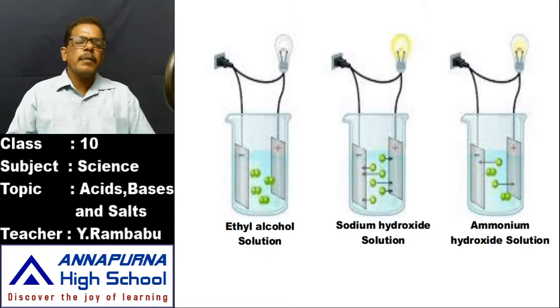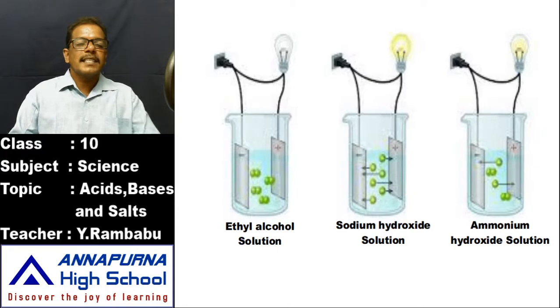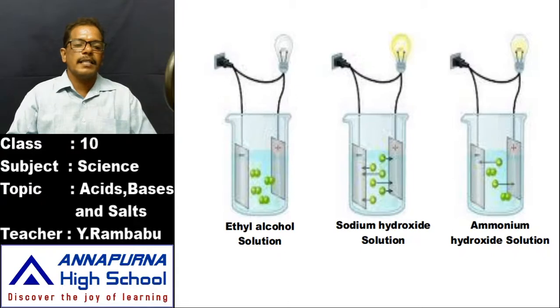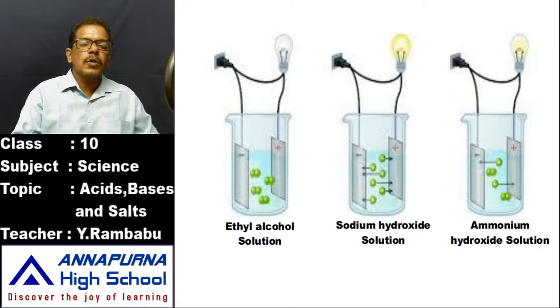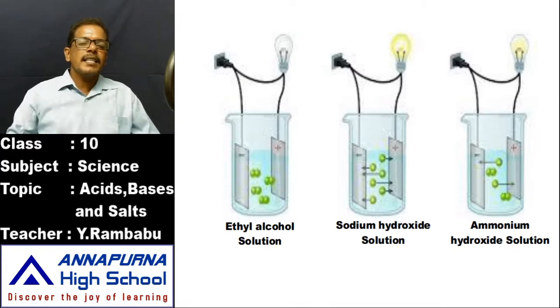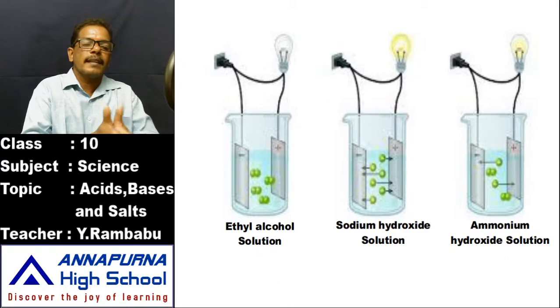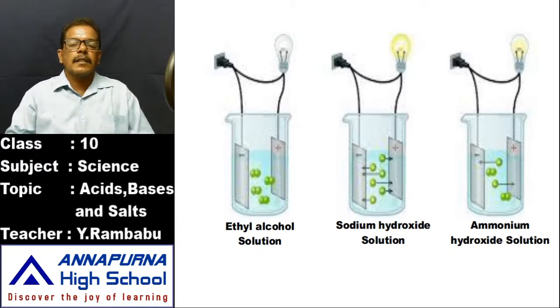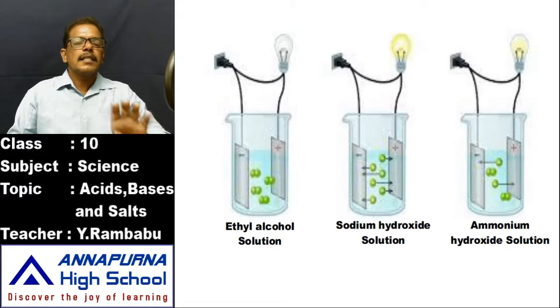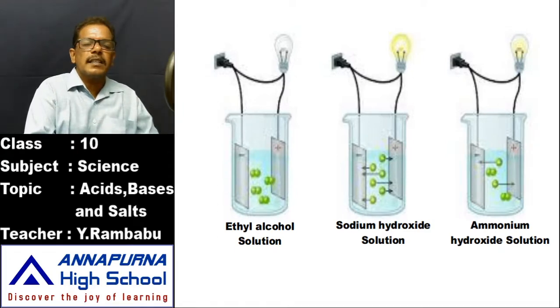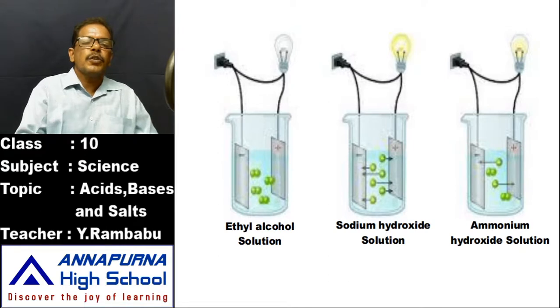In the first case, why doesn't the bulb glow? The ethyl alcohol molecules added in the water are not ionized, that is, they are not split into their respective ions. They remain as molecules. Observe in the diagram, they are closely packed and not split, unlike in the second and third cases. If they are not ionized, ions are not present as charge carriers. Due to the absence of charge carriers, the bulb didn't glow.